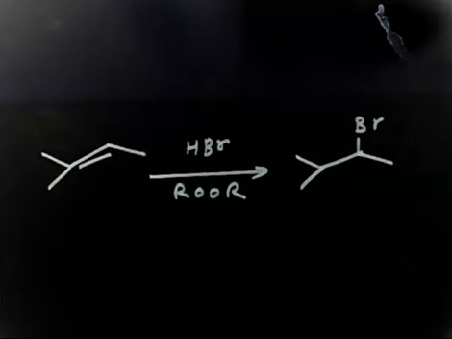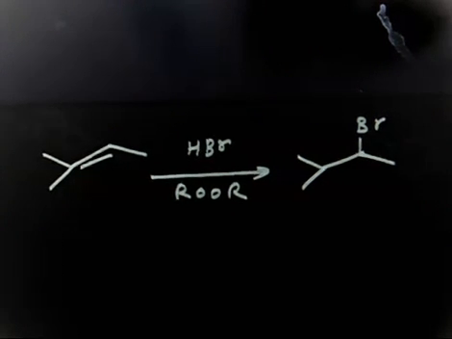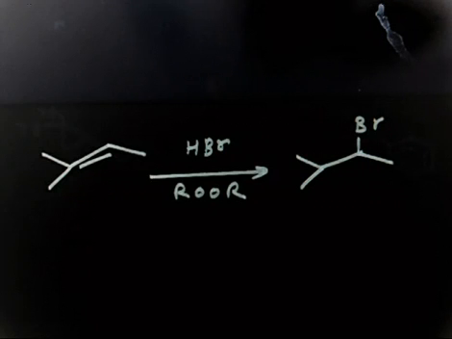So what are the steps? I will give you a hint. The first step is generate a radical. In the next step, try this one. Generate a radical, then abstract a hydrogen H dot, generate Br dot, attack Br dot, and then again abstract a hydrogen. Let us take 1 minute time.